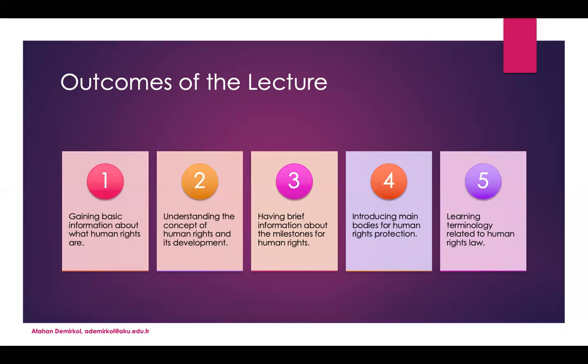And then I would like to introduce you to the main bodies for human rights protection. My aim is that you will know at least some basic information about the human rights bodies for the protection of human rights. And finally, you will learn the terminology related to human rights law, like jus cogens, erga omnes rules, norms or obligations, and jus in bello, jus ad bellum, these concepts. You'll be familiar with them after the lecture.